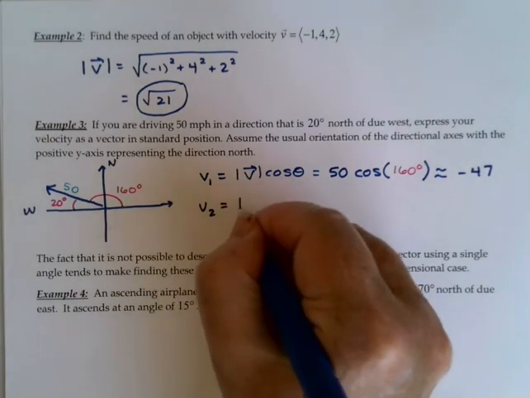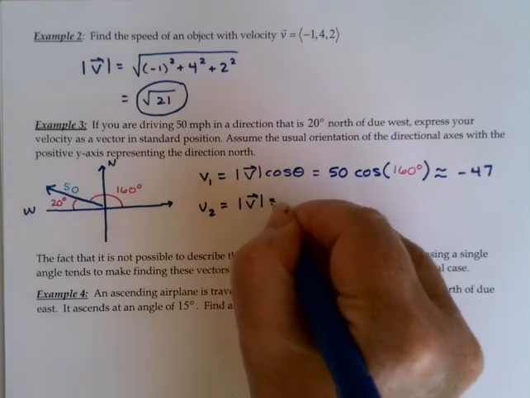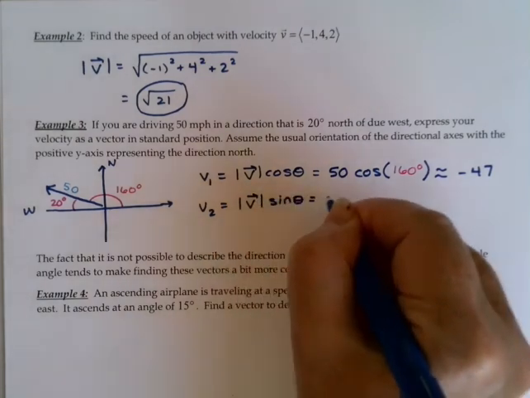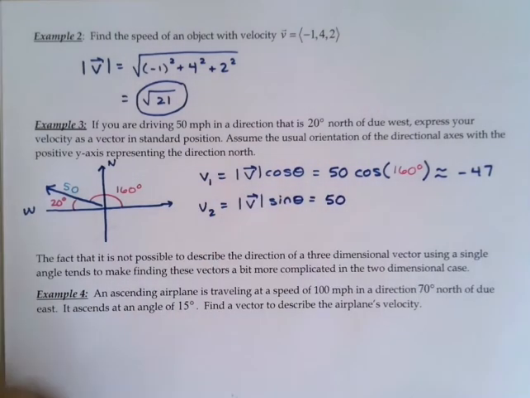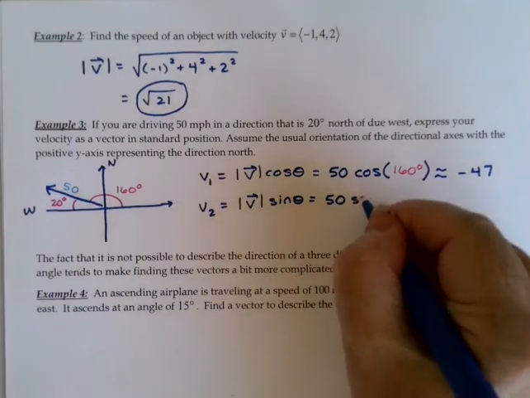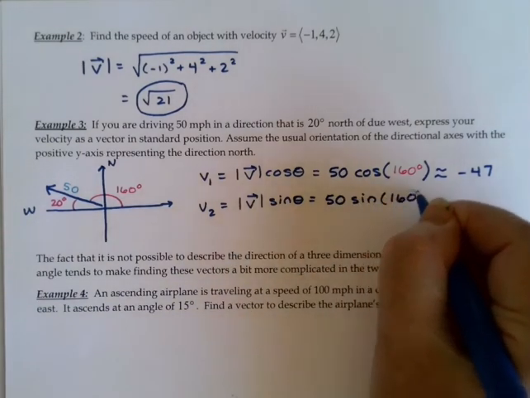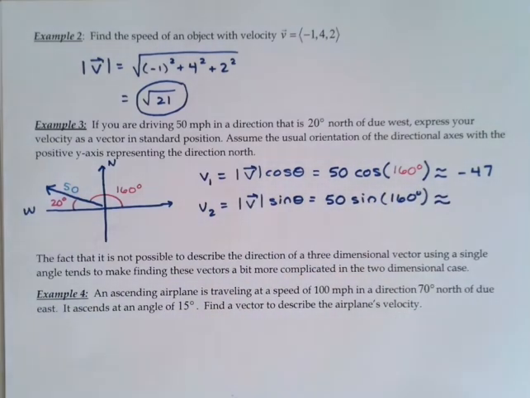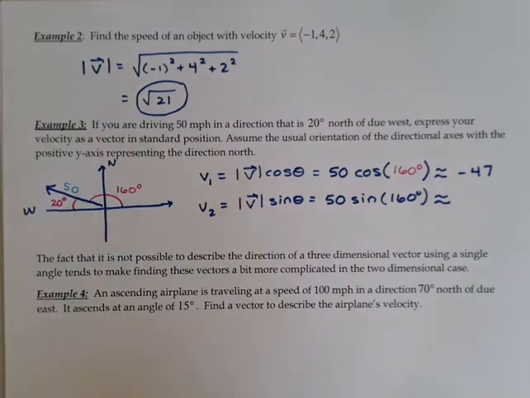V2, magnitude of V sine theta, would once again be 50 for my magnitude. And this time I need the sine of 160 degrees, and that comes out to about 17.1.